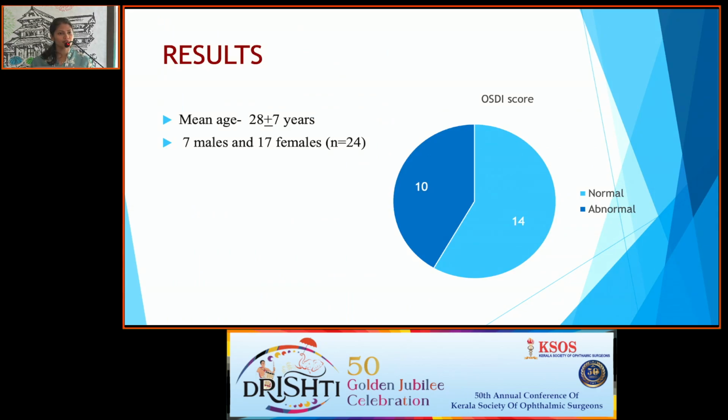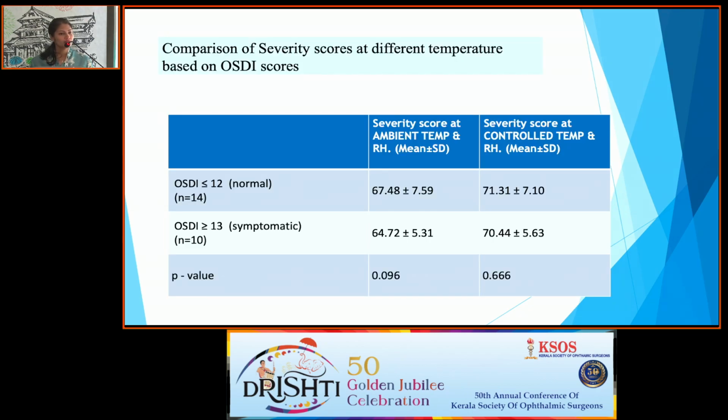So our results: our mean age was 28 years. We had 7 males and 17 females. Based on the OSDI score, 14 people were normal and 10 were in the symptomatic group. We compared the severity scores of those who scored normal on the OSDI and those who were symptomatic at the two temperatures, and we noticed that at the control temperature, that is at the lower temperature and humidity, they had a higher severity score compared to the ambient temperature.